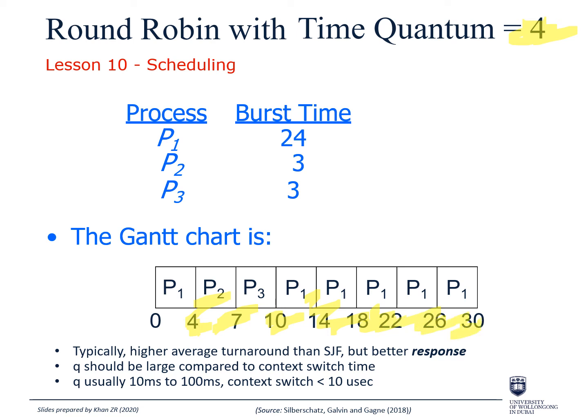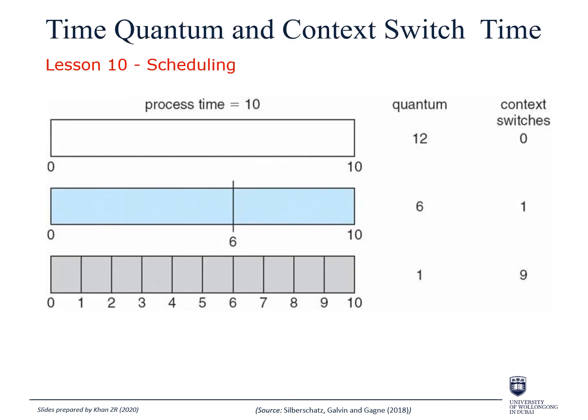Typically higher average turnaround than SJF, but better response. Q should always be large compared to context switch time, and Q usually is between, like I said, 10 milliseconds to 100 milliseconds, and the context switch should usually be less than 10 microseconds. So, time quantum and context switch time.